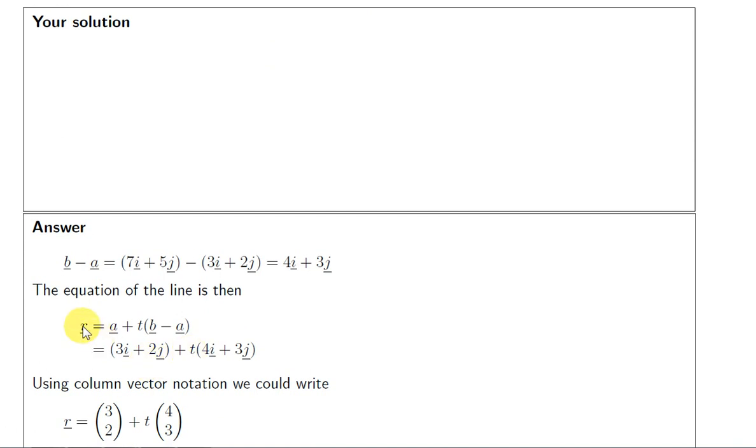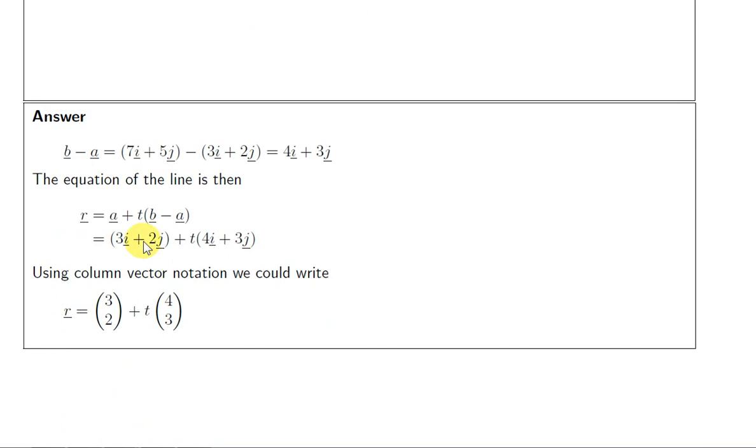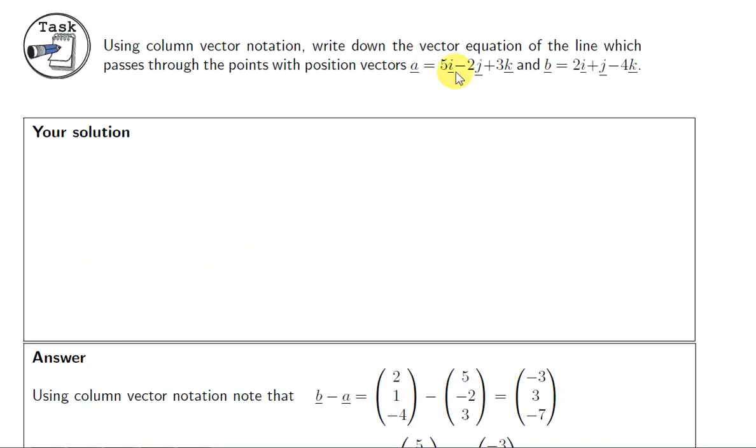So now we can generate any position vector on the line by plugging in any number we like for t. We can write the vector 3i plus 2j as a column vector, and we can do the same for the vector 4i plus 3j. Here's another example. Now we're dealing with vectors with k components.